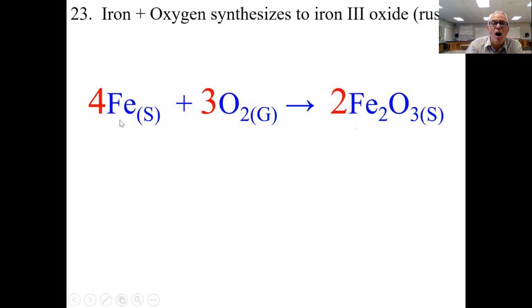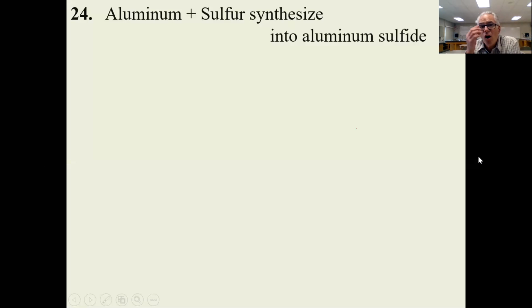We have 4 irons. Here we have 2 times 2 irons. That's 4. Then we have 3 times 2 oxygens, which is 6. Here we have 2 times 3, which is also 6. Listen, balancing equations is tricky business. Let's try another one. Aluminum and sulfur are going to synthesize into aluminum sulfide.